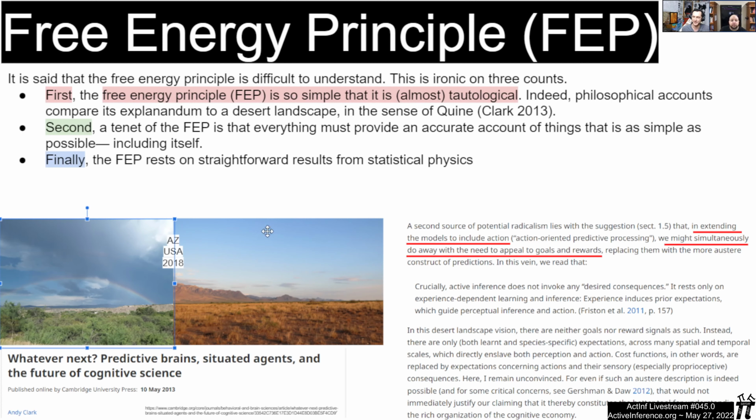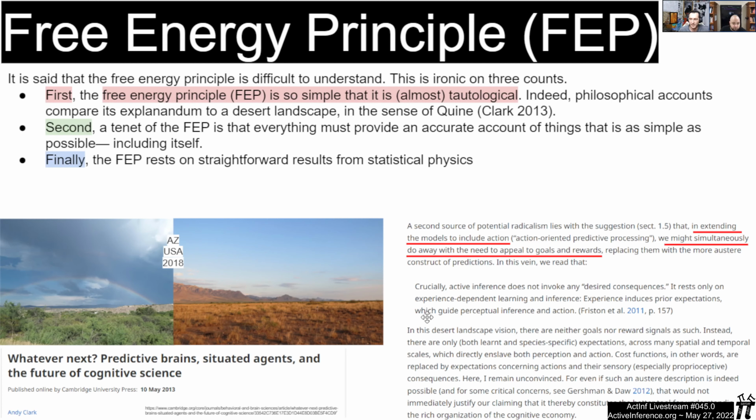So they're not all bad, in fact. But what Clark wrote was, referring to radicalisms that might exist within this framework: In extending the models to include action-oriented predictive processing, which is very similar to active inference, we might simultaneously do away with the need to appeal to goals and rewards, replacing them with a more austere construct of predictions. So I don't want to do this, or I'm not rewarded by doing that. I'm just making predictions and expectations about what might happen and then fulfilling them or diverging from those fulfillments.